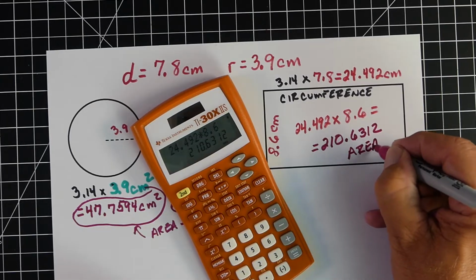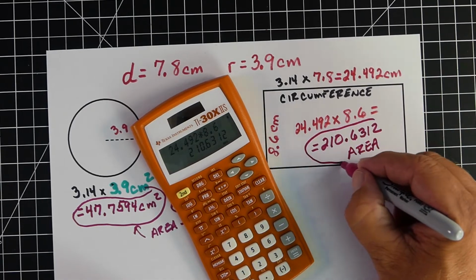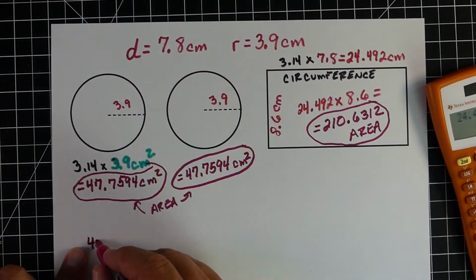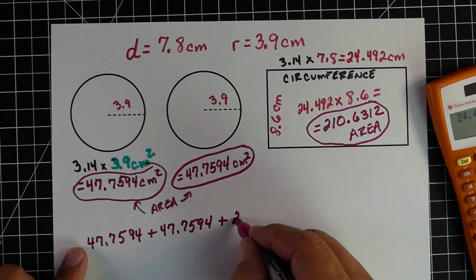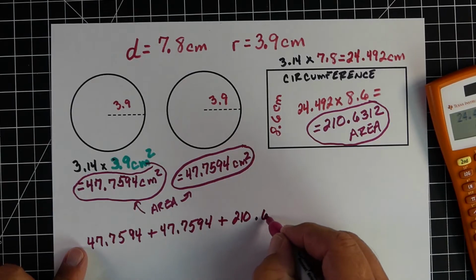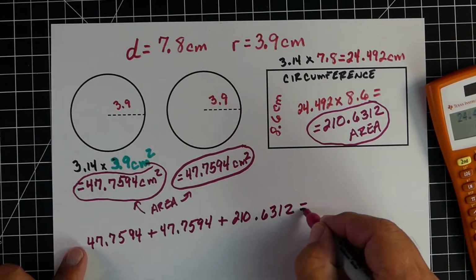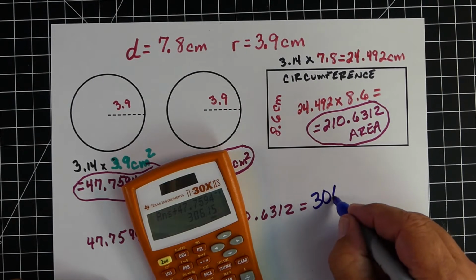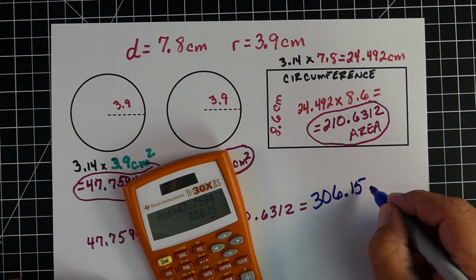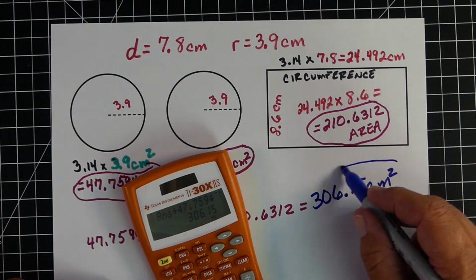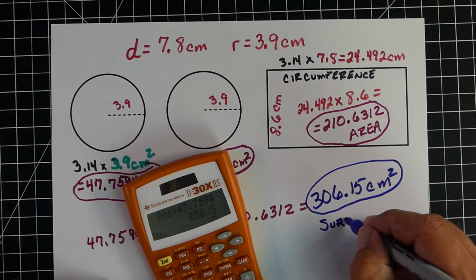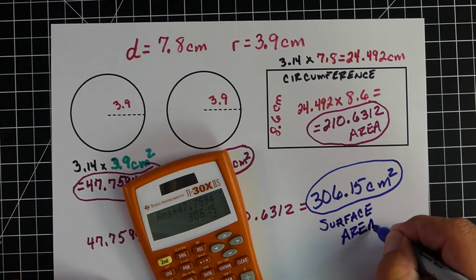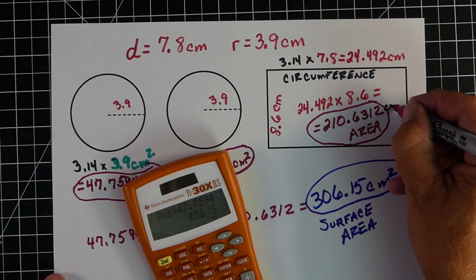So in this example, you get 210.6312, and that's going to be centimeters squared. I think I forgot to put the little square symbol up there. So now all we're going to do is just add up the area of the circle, the area of the second circle, and the area of the rectangle. And when we do that, we get 306.15 centimeters squared. And that's our surface area of our second example.